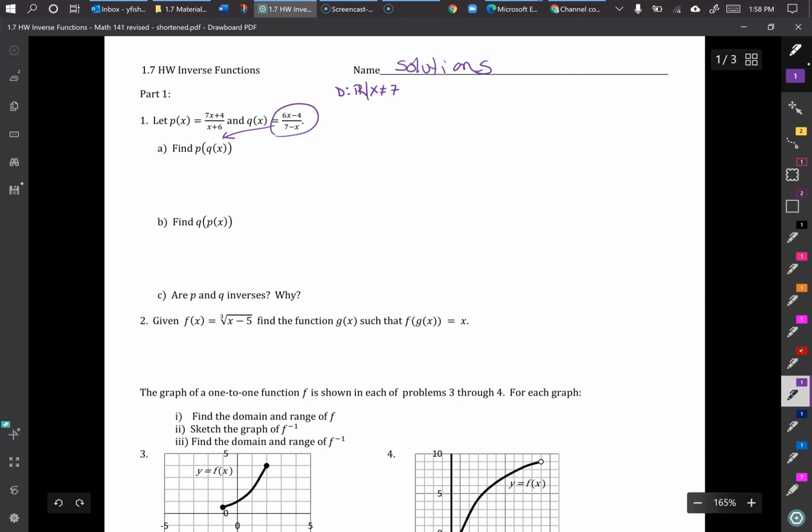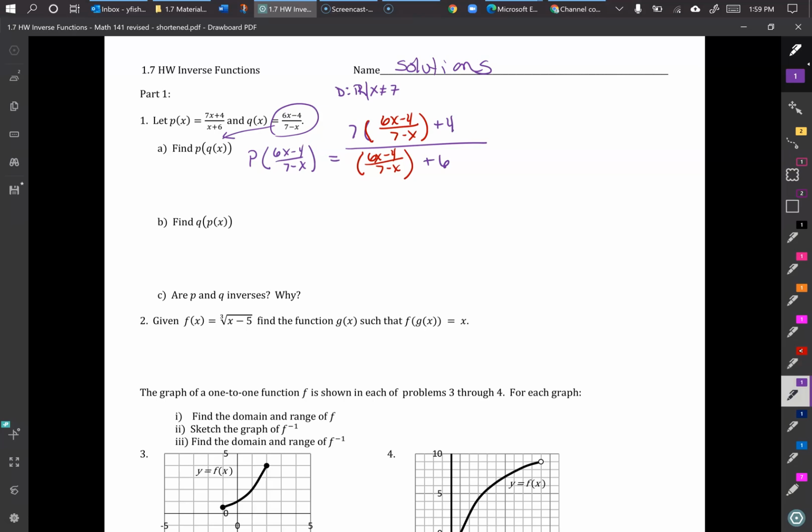So here for p of q of x, that's going to be the same as p of (6x - 4) over (7 - x). And then I'm going to plug this q function in everywhere I see x. So 7 times (6x - 4) over (7 - x), and then I just have my plus 4, all divided by x, which is now (6x - 4) over (7 - x), plus 6.